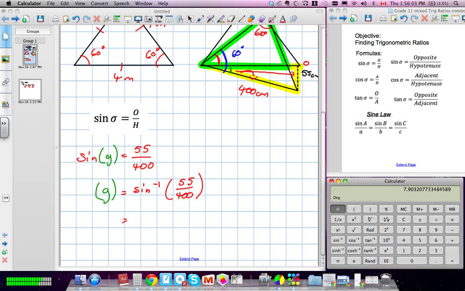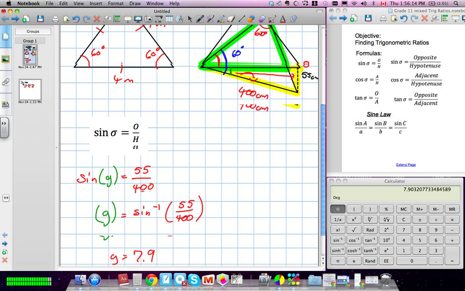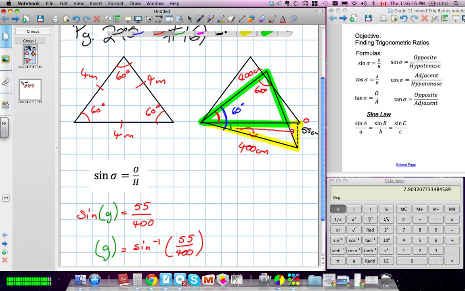7.9. Sure, we can round it to 8. We're going to say it's 7.9, or G is approximately 8 degrees. So what we've discovered is that our green angle is 8 degrees. So if our green angle is 8 degrees, our blue angle is 60.